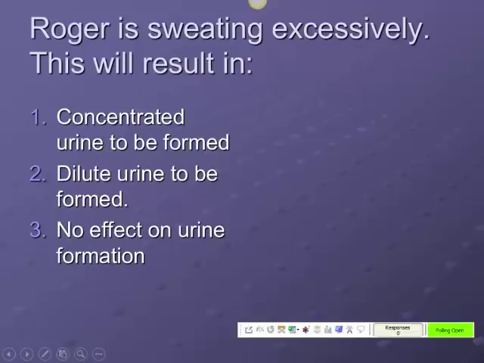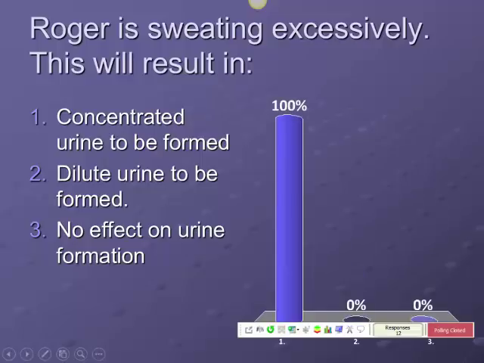So, what about this one? Roger sweating excessively. What do you think will happen? Very good. Concentrated urine, already losing water through one side of the body, one aspect. You want to conserve it from the other.